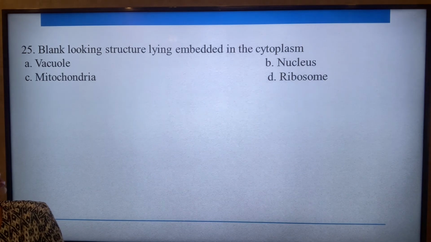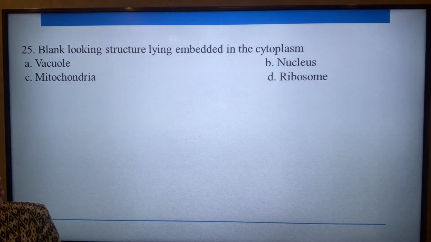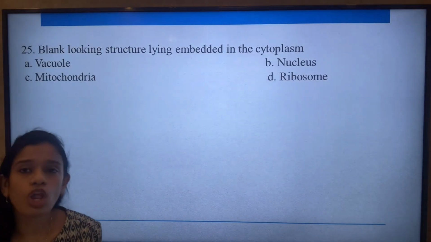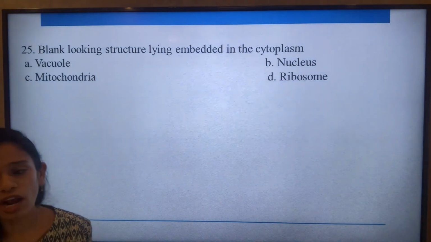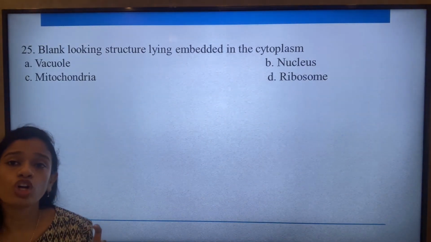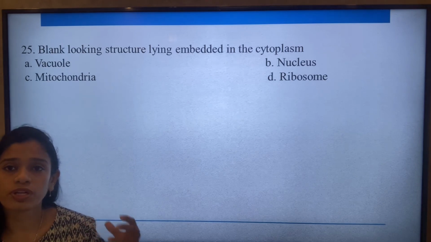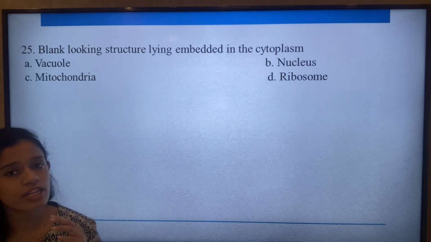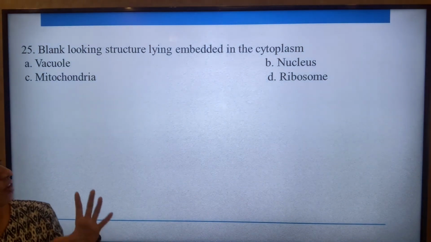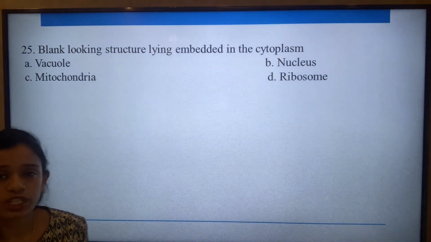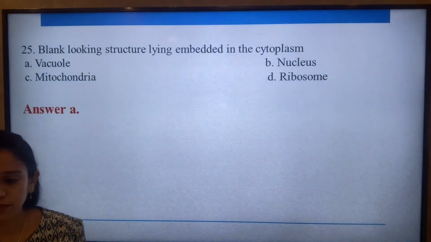That is, option A is the correct answer, that is vacuole, because nucleus, mitochondria, and ribosome are all present and they are not blank. They are not totally a void structure because they have some features inside. So it is not a blank structure like that. So option A, vacuole, is the correct answer.